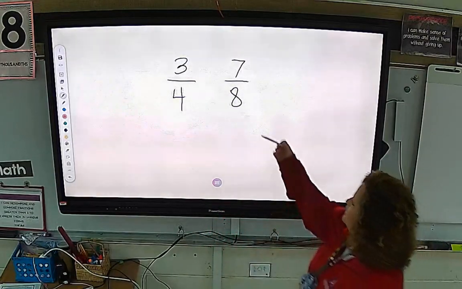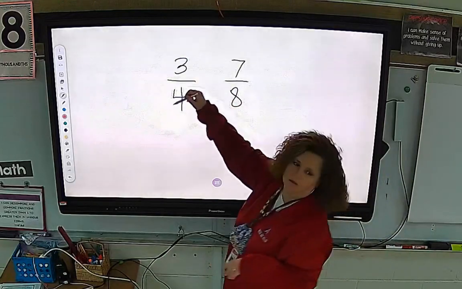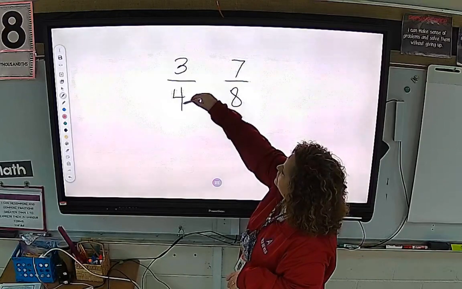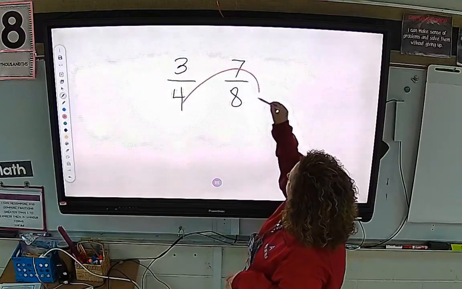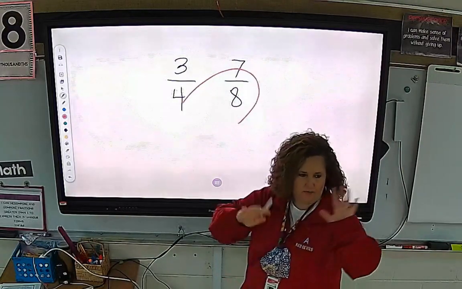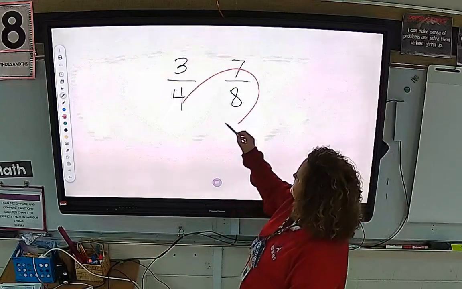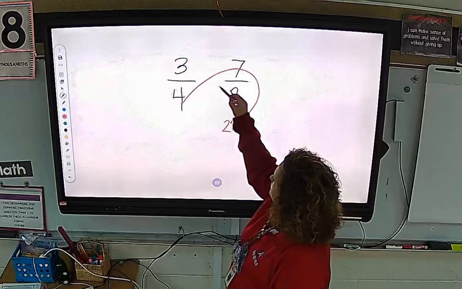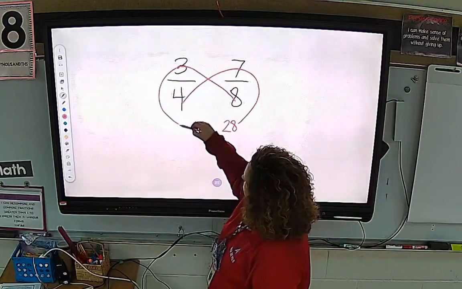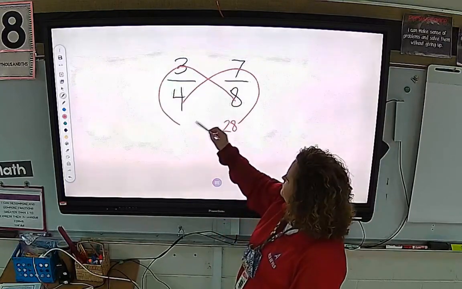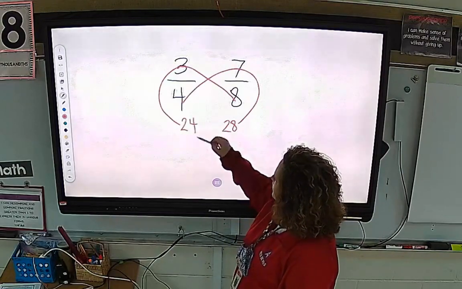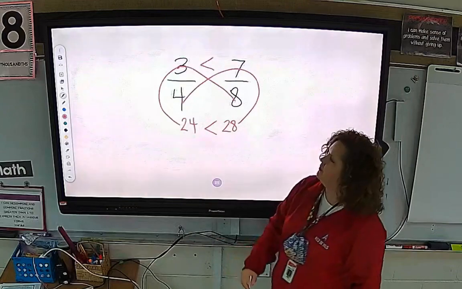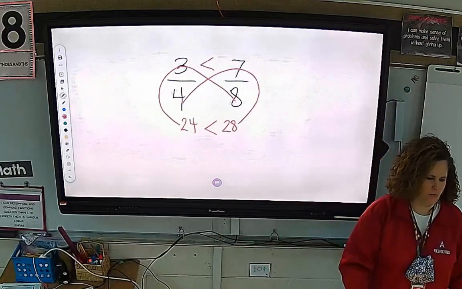Okay? All right, with heart method, okay, help me out here. Alexander, the 4 is going to go to the what? Yeah, that line's going to come around. And what is 4 times 7, everybody? 28. All right, Martin, the 8 is going to go to the 3. Okay, and 8 times 3, everybody? 24. And we obviously know that 28 is larger than 24, and so 7/8 is larger than 3/4.